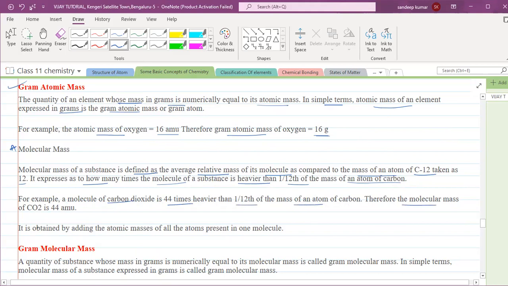Therefore, the molecular mass of CO2 is 44. And how this is important, how we are finding the molecular mass, is that it is obtained by adding the atomic masses of all the atoms present in the molecule.